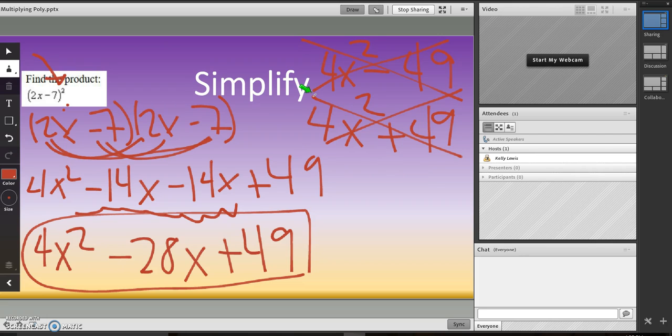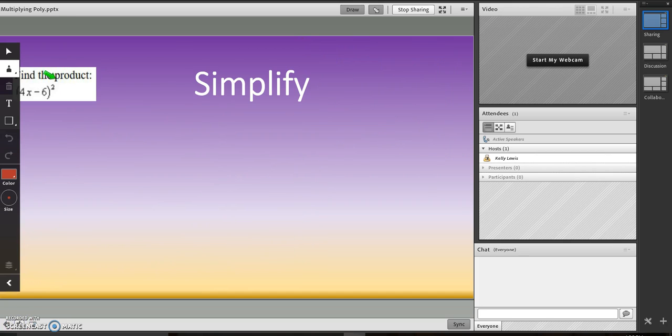Okay, this means write it 2 times. So if it said 2x minus 7 cubed, you would write it 3 times and multiply it out. Okay, so it means write it twice. 4x minus 6, 4x minus 6.